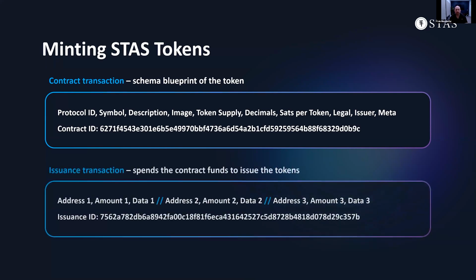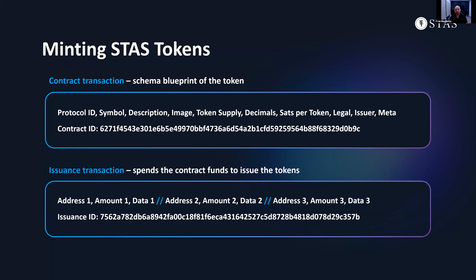So the issuance will spend the contract, as I mentioned. The token supply defined in the contract will match the amount of Satoshis that are locked in the contract. So then when you issue it, it will be the correct amount of tokens.